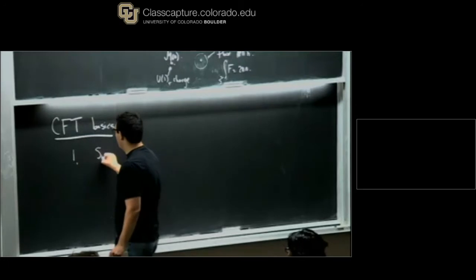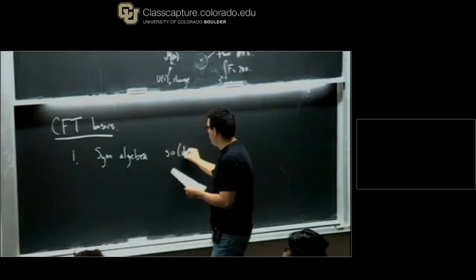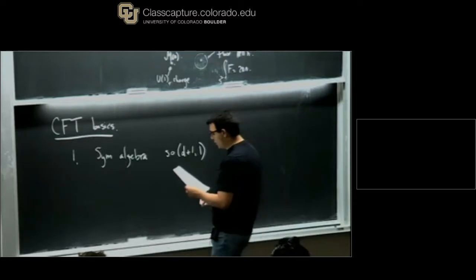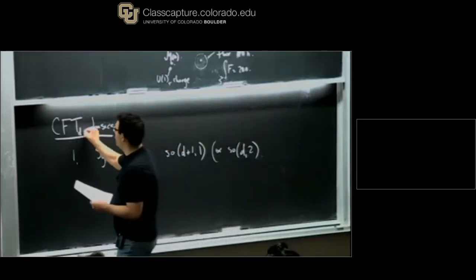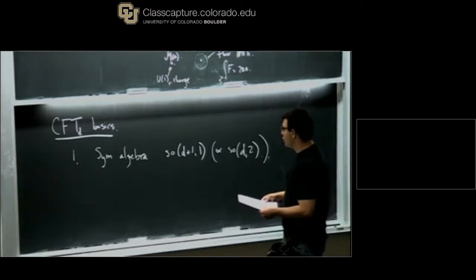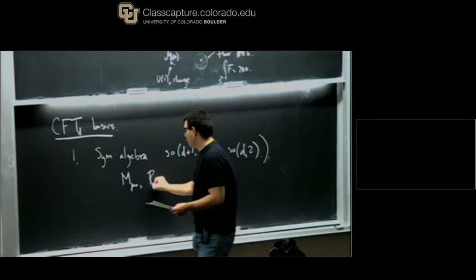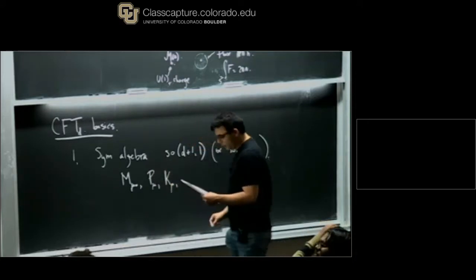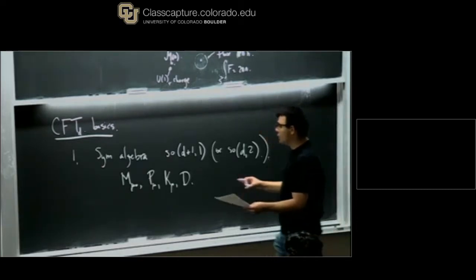So the first one is that the symmetry algebra is SO(D+1,1) in Euclidean signature or SO(D,2). So this is for a CFT in D dimensions. Let's just focus on Euclidean for now. The generators of this algebra are rotation generators, translation generators, special conformal generators, and dilatation. I think the most important thing, you can just write down the commutation relations between all these things.